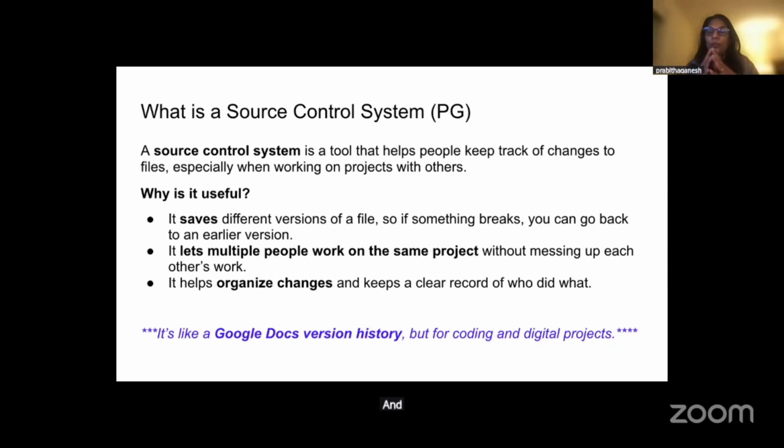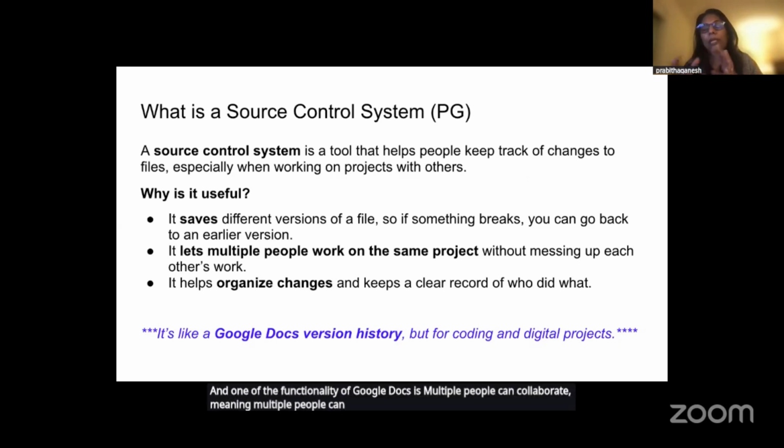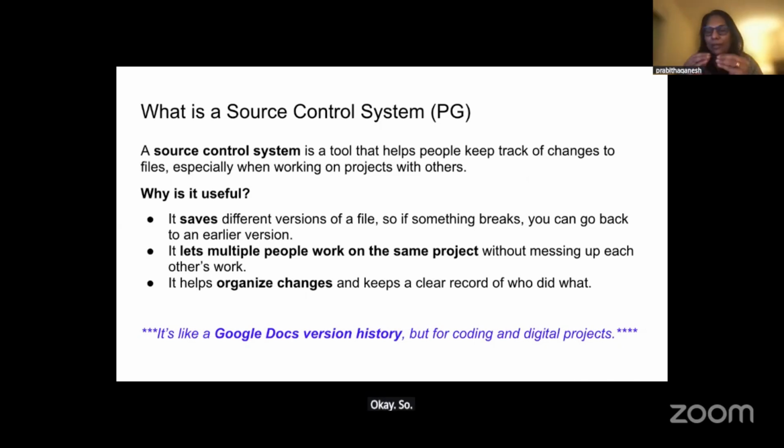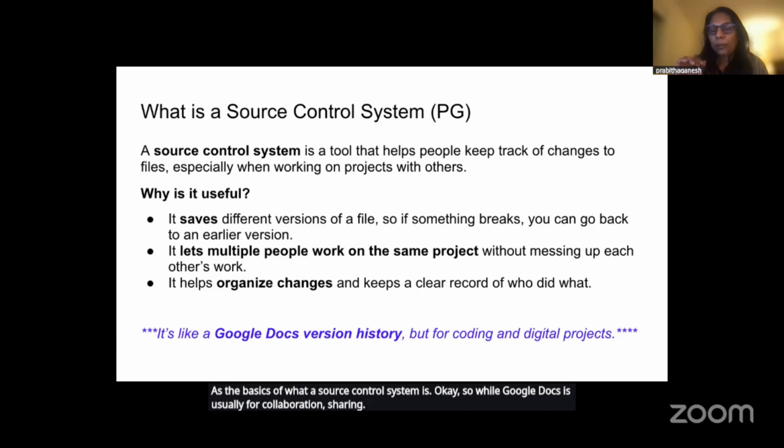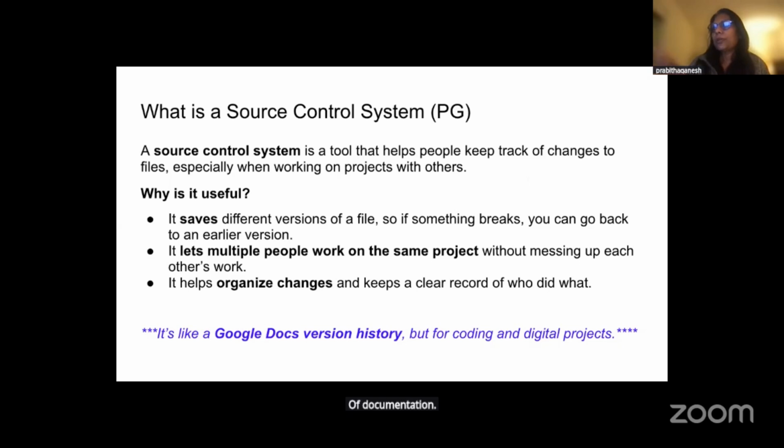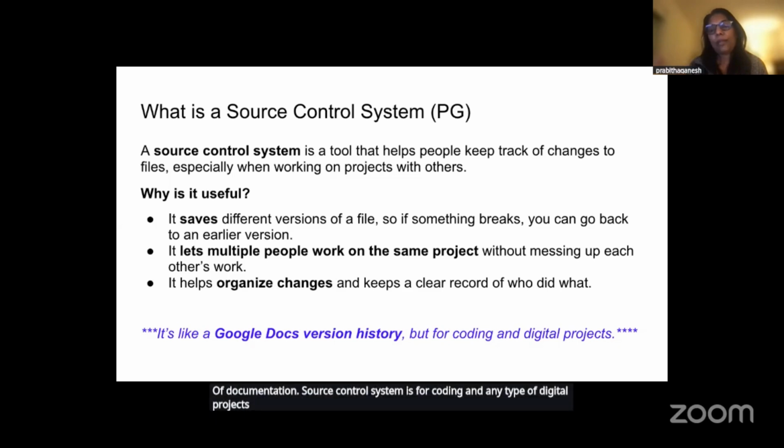One of the functionalities of Google Docs is that multiple people can collaborate, meaning multiple people can write and read in Google Docs. Think of that as the basics of what a source control system is. While Google Docs is usually for collaboration and sharing of documentation, a source control system is for coding and any type of digital project that you have. That's where you can use a source control system.